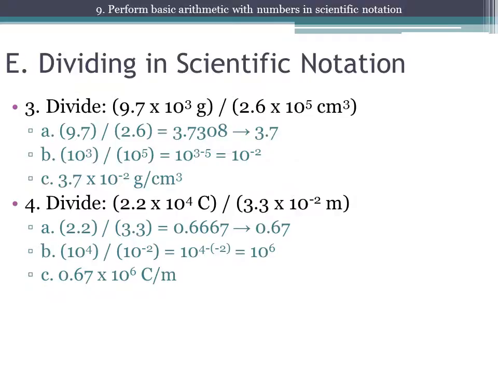The capital C is the unit coulomb. Coulomb per meter is what that unit would be. Notice here our scientific notation is not quite right. The decimal point needs to go to the right one place. So that will give us an answer of 6.7 times 10 to the fifth coulombs per meter.